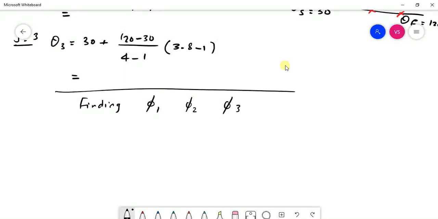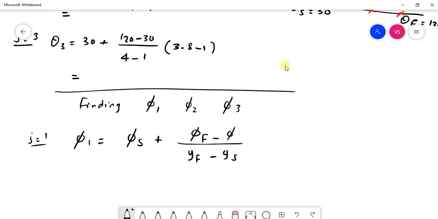So we are finding phi 1. Again put j equal to 1. That is, phi 1 will be phi s plus phi final minus phi starting, times yj minus y starting.